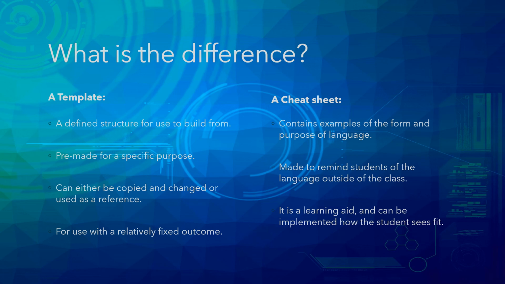A cheat sheet is different in that it will contain examples of the form and purpose of a language. So it's more of a reminder. The reason that cheat sheets are helpful is because it's passive learning, and it's the same with templates, and we'll talk about this in the benefits. But say for conditionals, it will show the structure of a conditional. It will show the different structures for different conditionals and the different contexts you might use those.